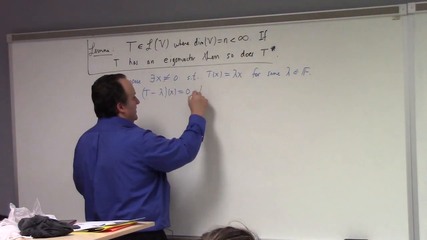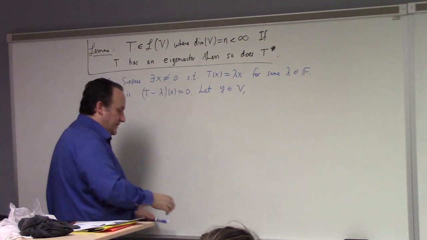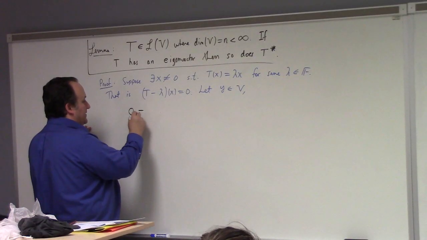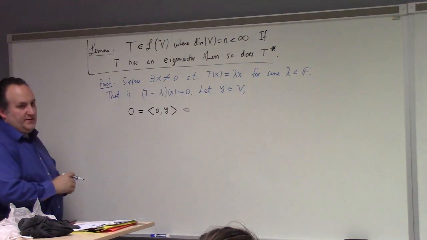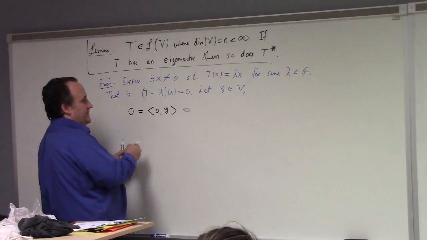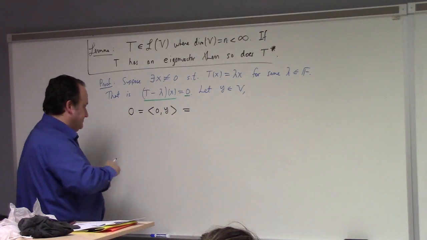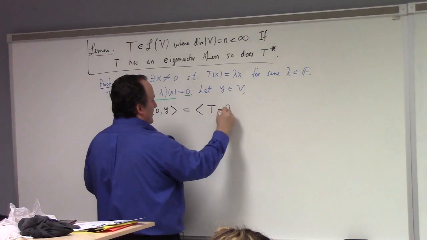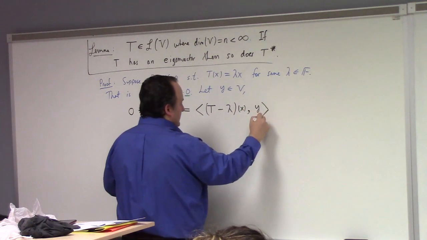Okay, let y be an element of V. If we look at the inner product, well, first of all, 0 is the inner product of 0 with y. But what I'm going to do is trade that first 0 for this one. Why would I do that? Because I'm trying to gain information about the adjoint, and that all happens inside the inner product.